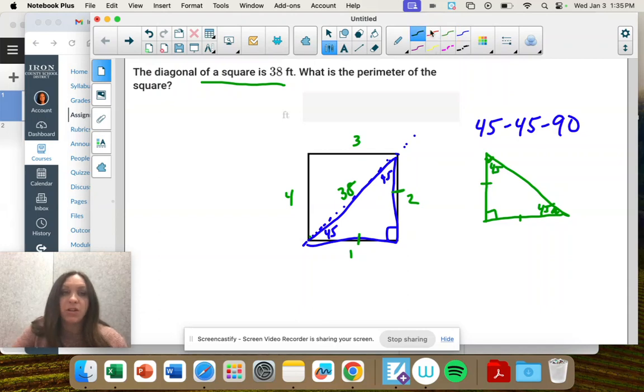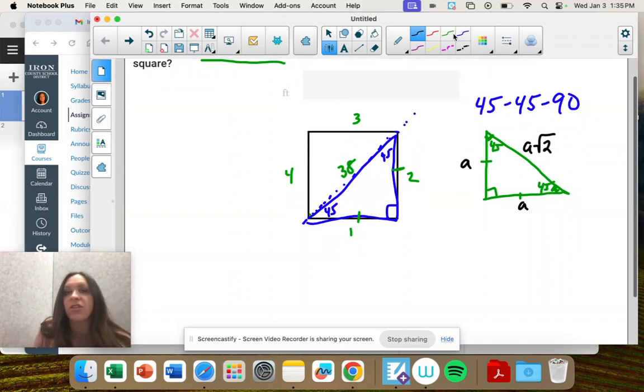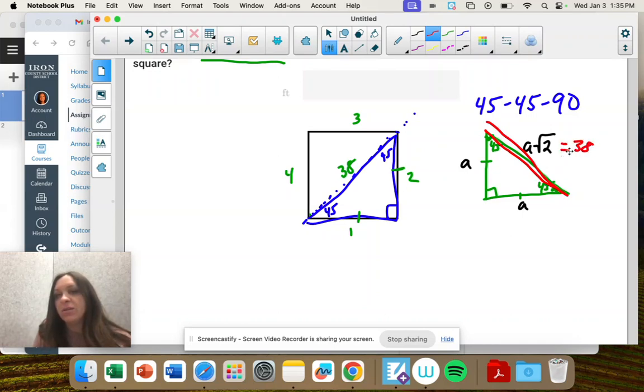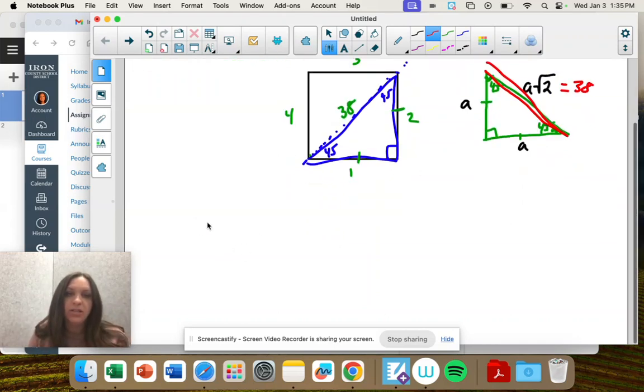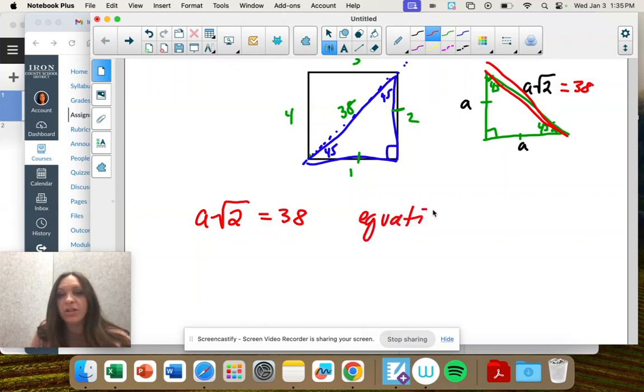So usually in our general form, we would say these are A, and then we take that value and times it by the square root of 2. So we know that 38 is this length. So we're going to add an equal sign and say our hypotenuse, A square root of 2, equals 38. We have to make an equation so that we can solve.